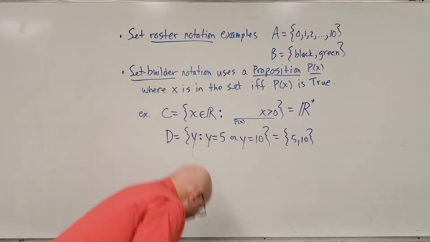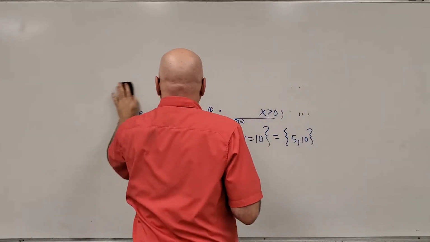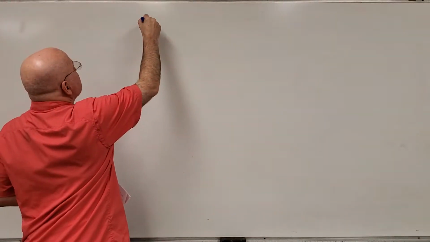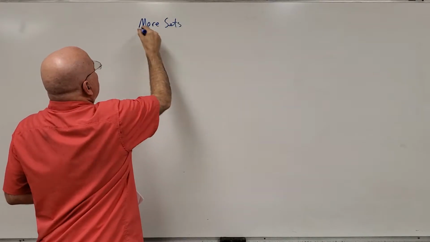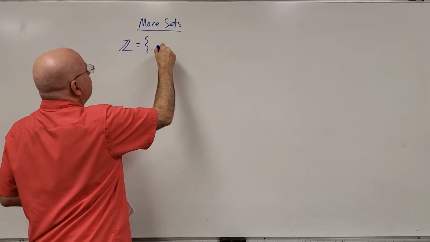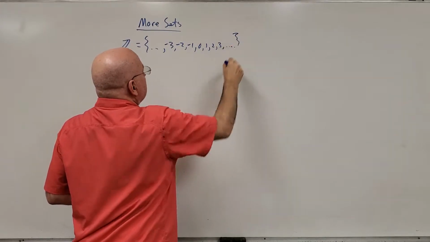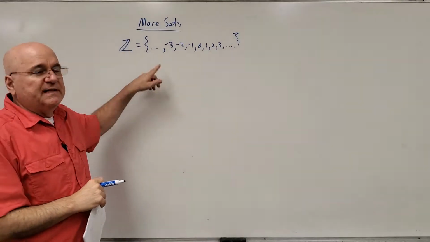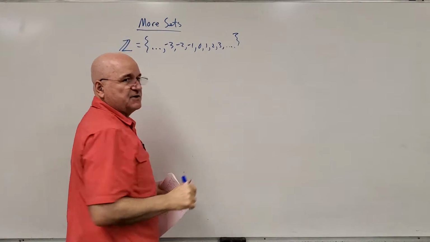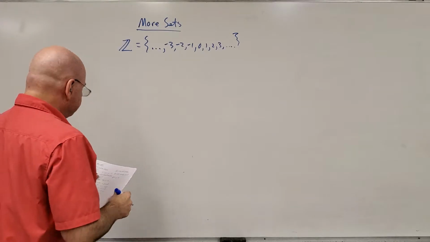All right, well, let's look at some more sets that we're going to use throughout this class. More sets. Well, I already talked about this one. Z is the set of integers. I'll write it out one more time. Notice it takes two ellipses. It takes one here because it goes forever in that direction and it goes forever in that direction as well. So Z is a set of integers.